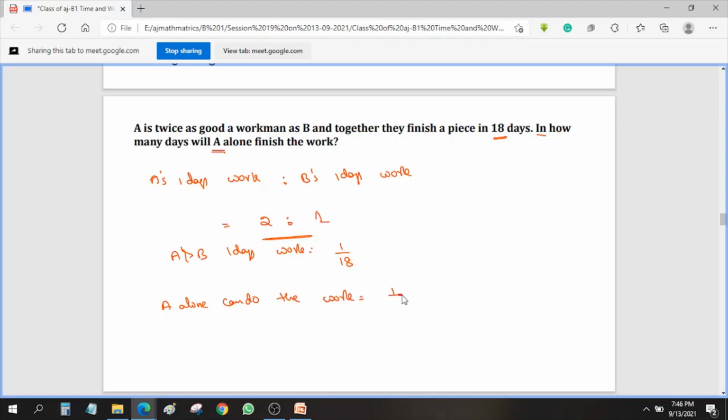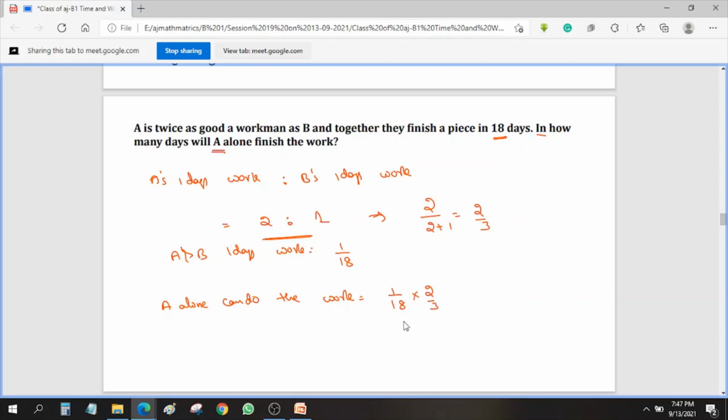So A and B's 1 day's work is 1 by 18. And when it comes to ratio, how do we take A's part? A's part with respect to ratio, divided by the total number of ratio, is 2 by 3 of the work. So A's work is 2 by 3.